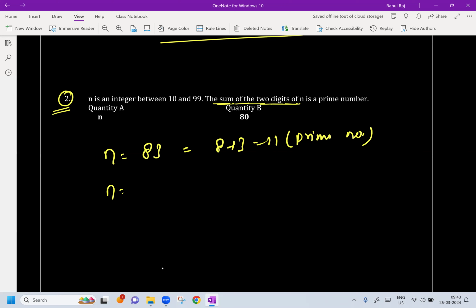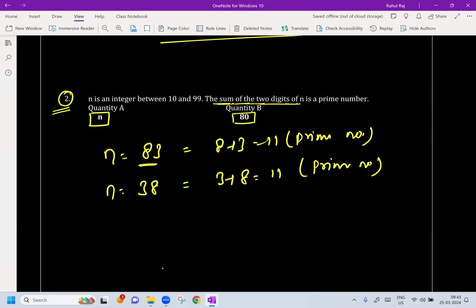And n can be 38 as well. 3 plus 8 is 11. It's again a prime number. But for this one, I don't understand why they give quantity B such a random number, 80. That is none of your job. My quantity A is n, my quantity B is 80. I just have to say which is greater.